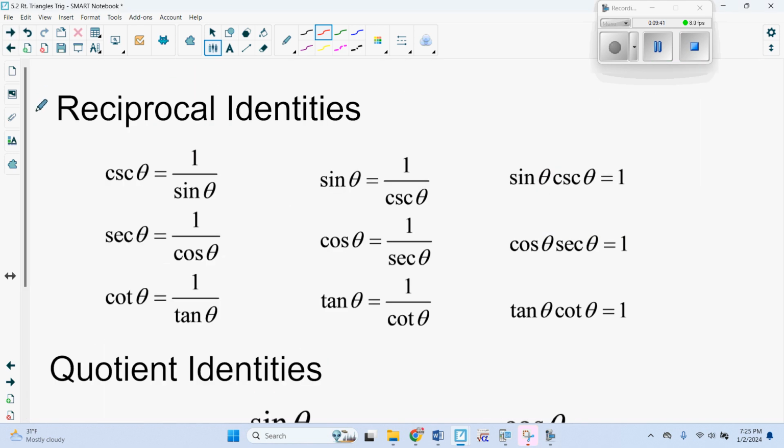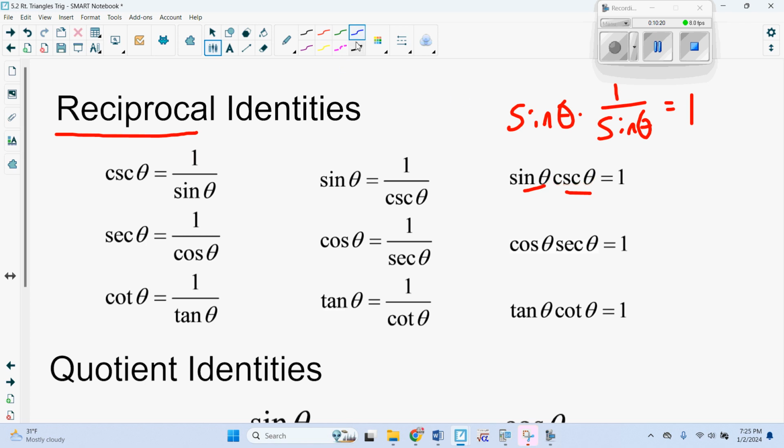So we have some identities here that connect with this. First are known as our reciprocal identities, which just say this. Just like we defined, cosecant is 1 over sine, secant's 1 over cosine, cotangent's 1 over tangent. Sine would be 1 over cosecant. We're just rewriting this formula. Cosine's 1 over secant, tangent's 1 over cotangent. And finally, if you think about it, sine times cosecant is 1, because sine times cosecant, which is 1 over sine, equals 1.